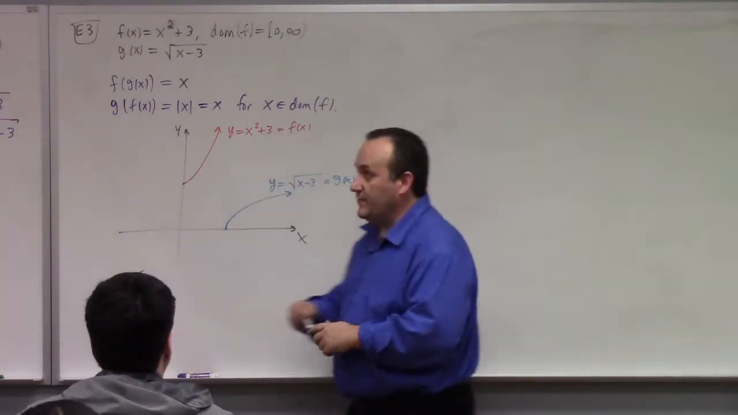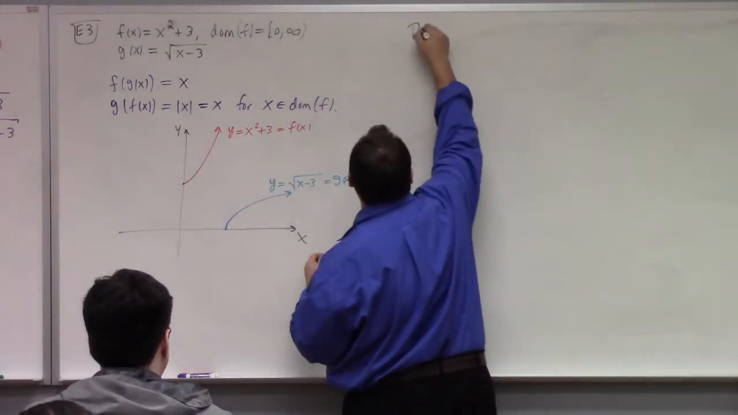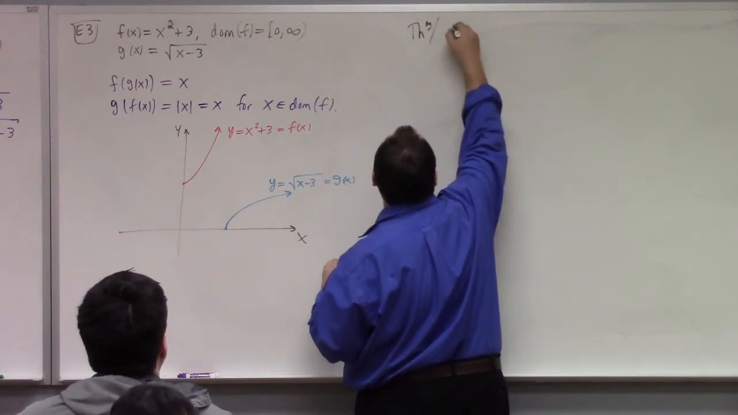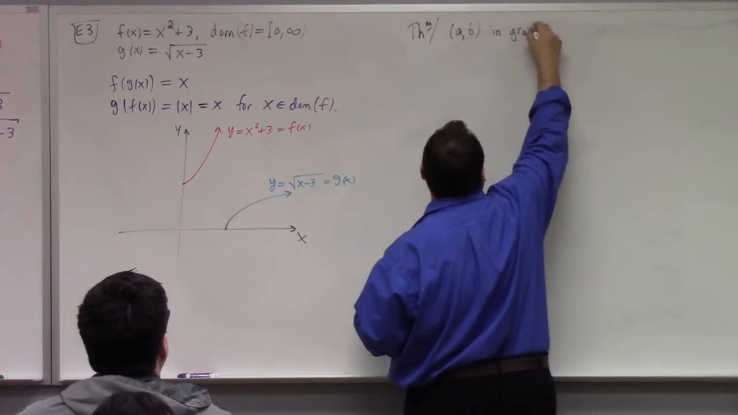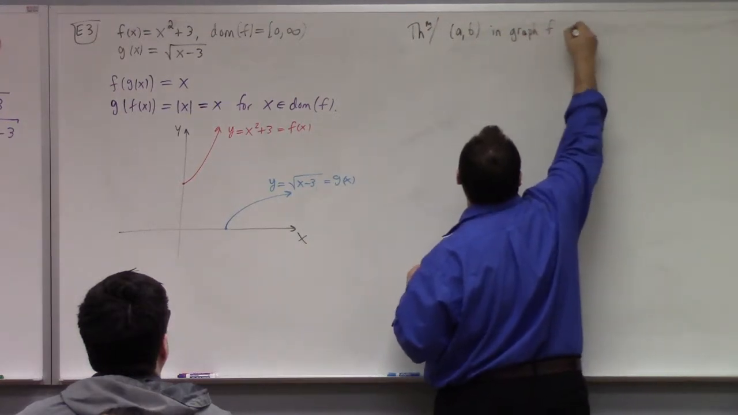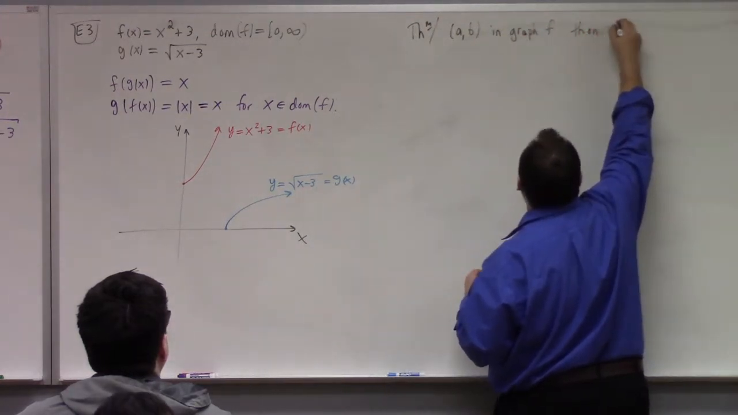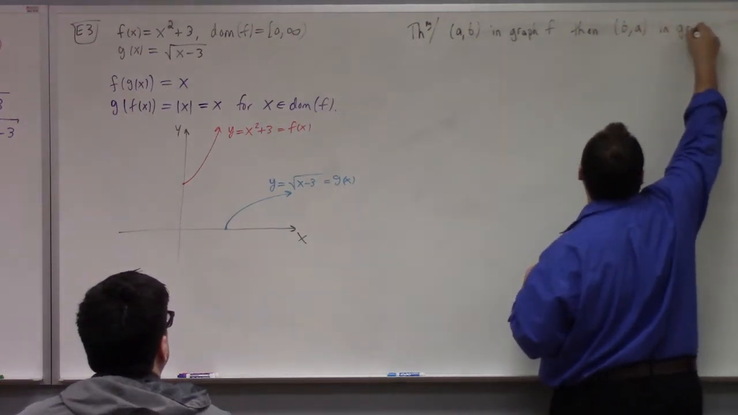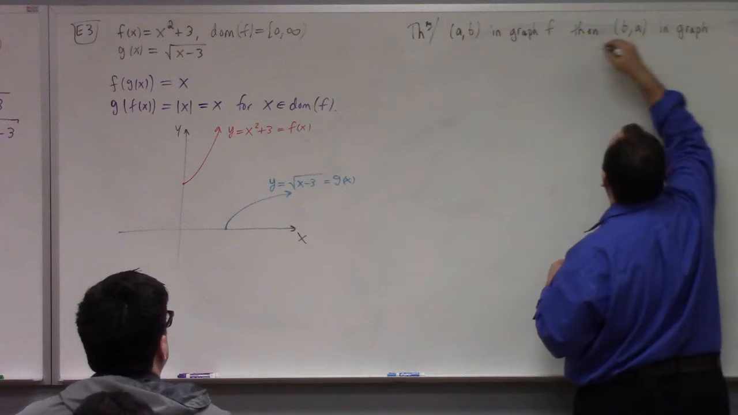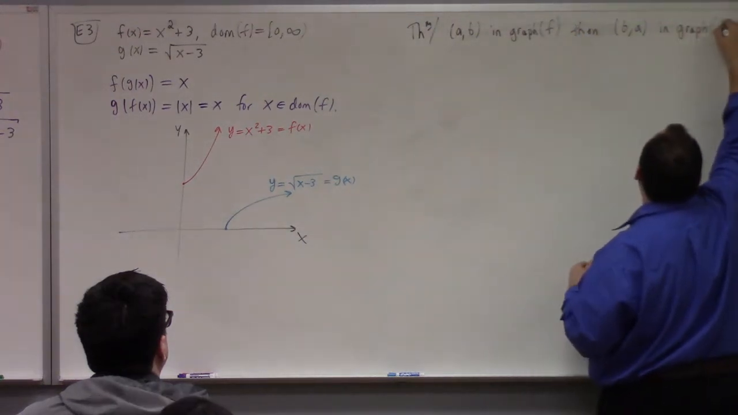We had a theorem last time. I'll state the theorem again, which is this: if (A, B) is in the graph of f, then (B, A) is in the graph of the inverse function.